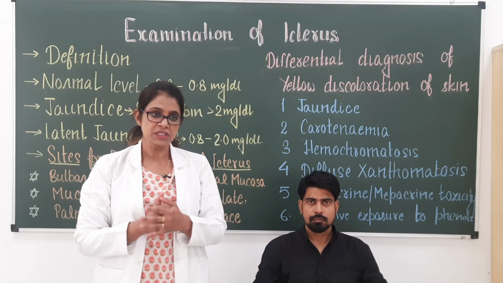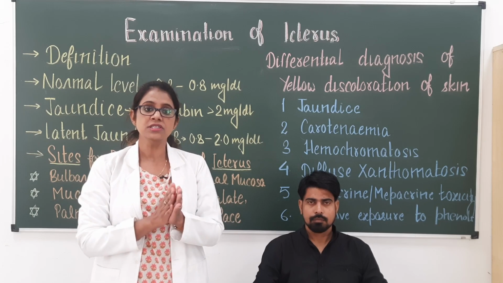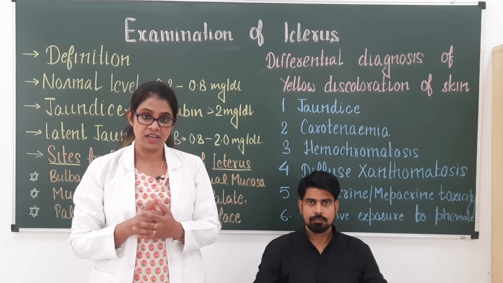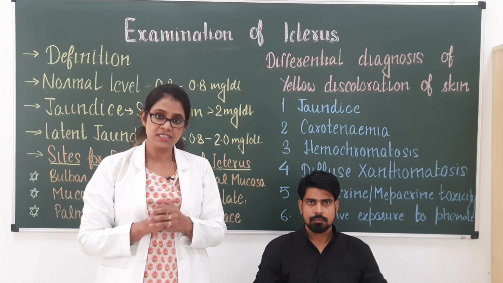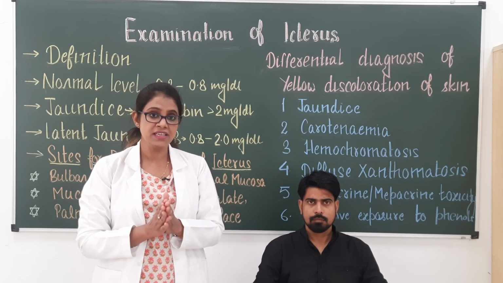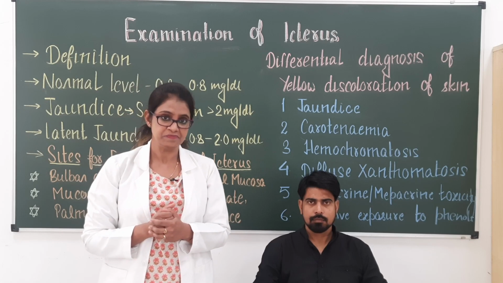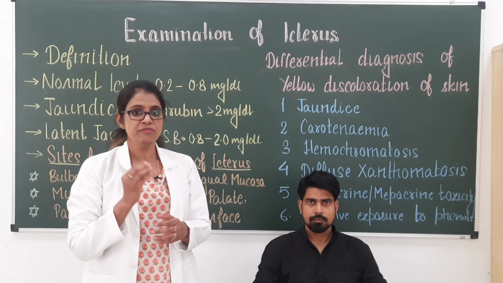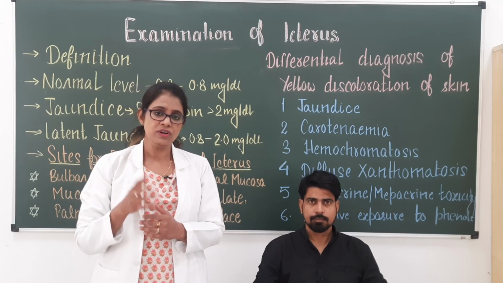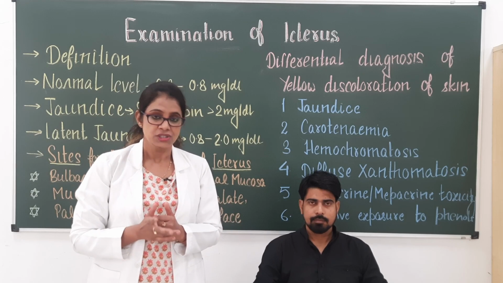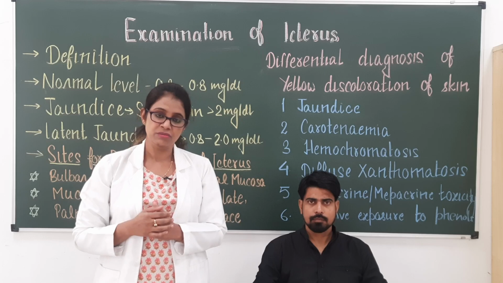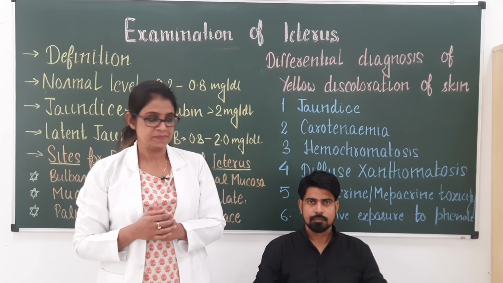It has been seen that when bilirubin is raised, it first appears on the sclera. Why? Because the sclera has a high content of elastic tissue and elastic tissue has a high affinity for bilirubin. So even if minimal jaundice is present, it will be visible on the sclera. Moreover, the sclera is white in color, so even a mild, light yellow color will be visible on the sclera very soon.